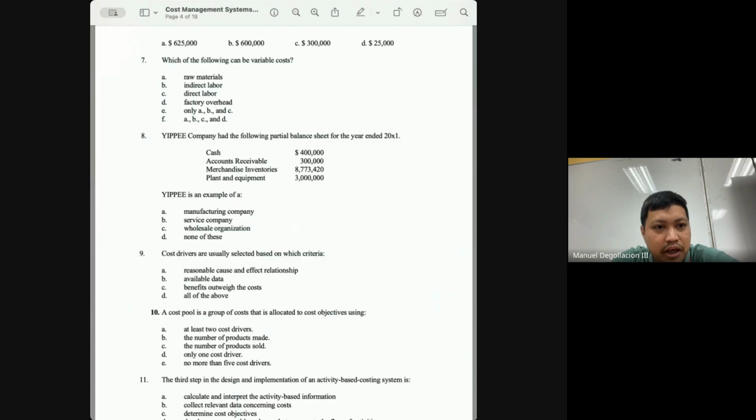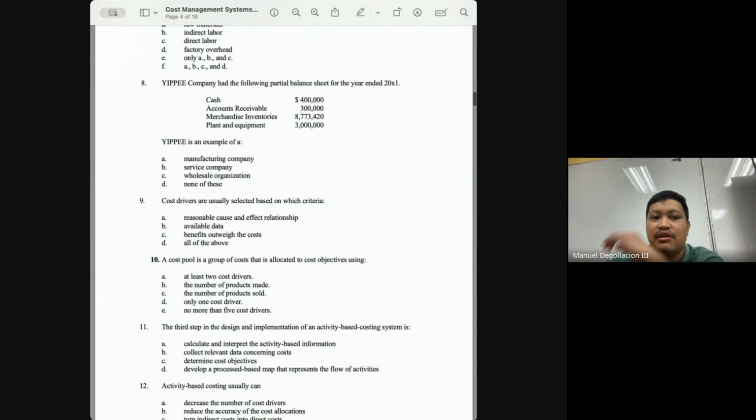Number 8, YIPI is an example of what kind of company, class? Can YIPI be classified as a manufacturing company? No, because what kind of inventory is maintained? Merchandise. So that means it should also not be a service company, because service companies do not have merchandise inventories. So the answer here would be a wholesale organization, retail. The answer for number 8 would be letter C.